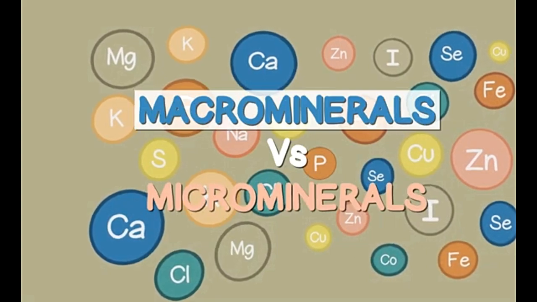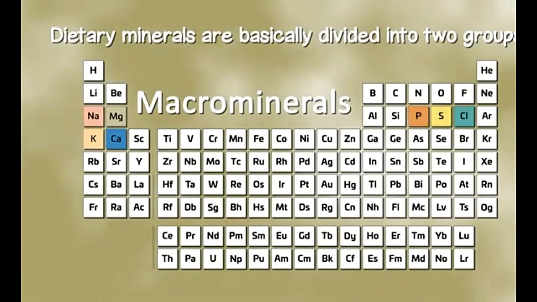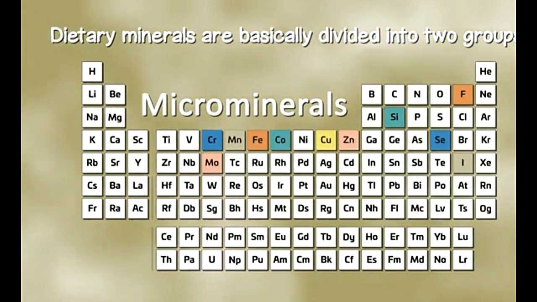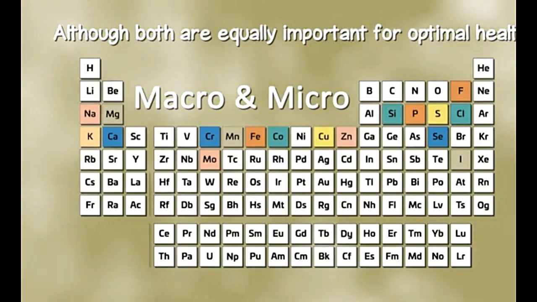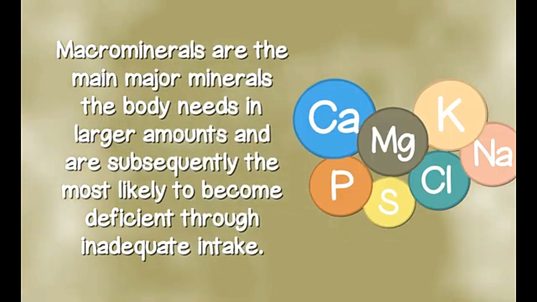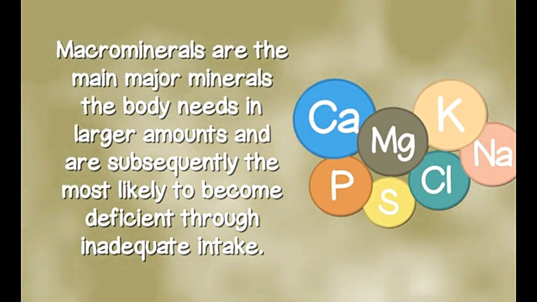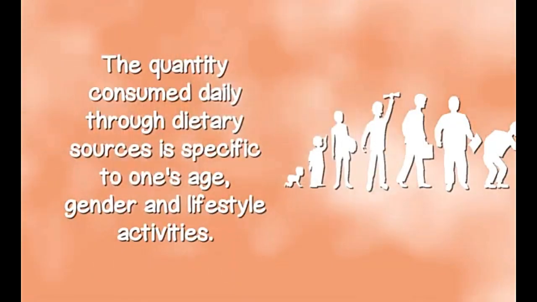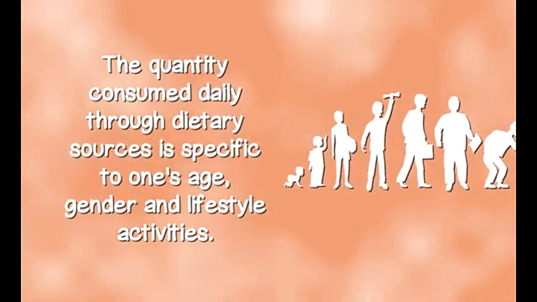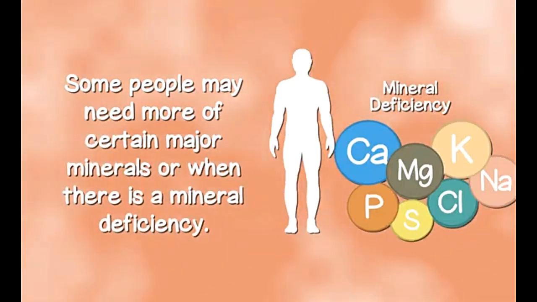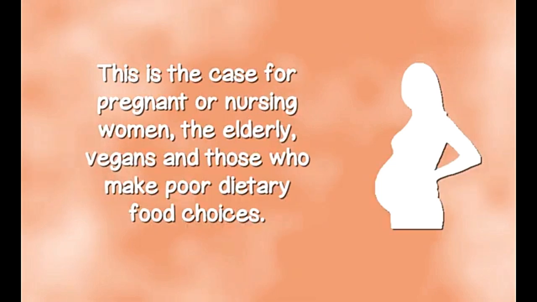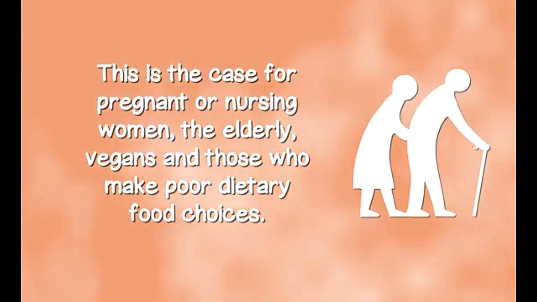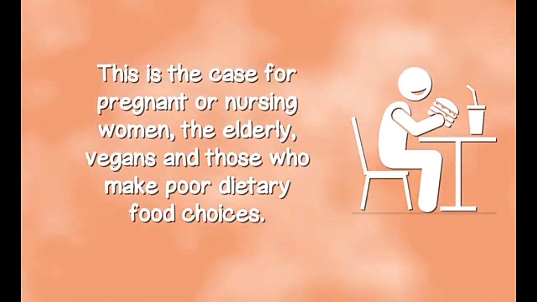Macrominerals versus microminerals. Dietary minerals are basically divided into two groups: macrominerals and microminerals, or trace minerals. Although both are equally important for optimal health, macrominerals are the major minerals the body needs in larger amounts and are subsequently the most likely to become deficient through inadequate intake. The quantity consumed daily through dietary sources is specific to one's age, gender, and lifestyle activities. Some people may need more of certain major minerals when there is a mineral deficiency. This is the case for pregnant or nursing women, the elderly, vegans, and those who make poor dietary food choices.